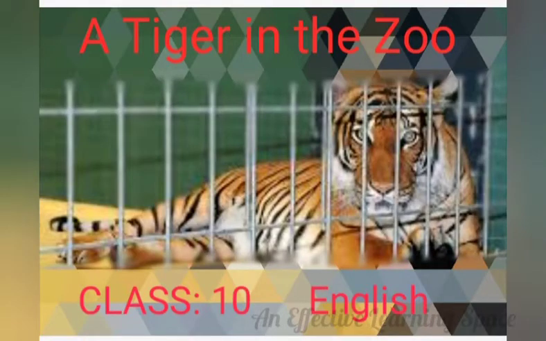In this video, we'll see about a tiger in the zoo from class 10 English. It was written by Leslie Norris and his full name is George Leslie Norris. He was a prize-winning Welsh poet and short story writer, and he is considered one of the most important Welsh writers of the post-war period. His literary publications have won many prizes.